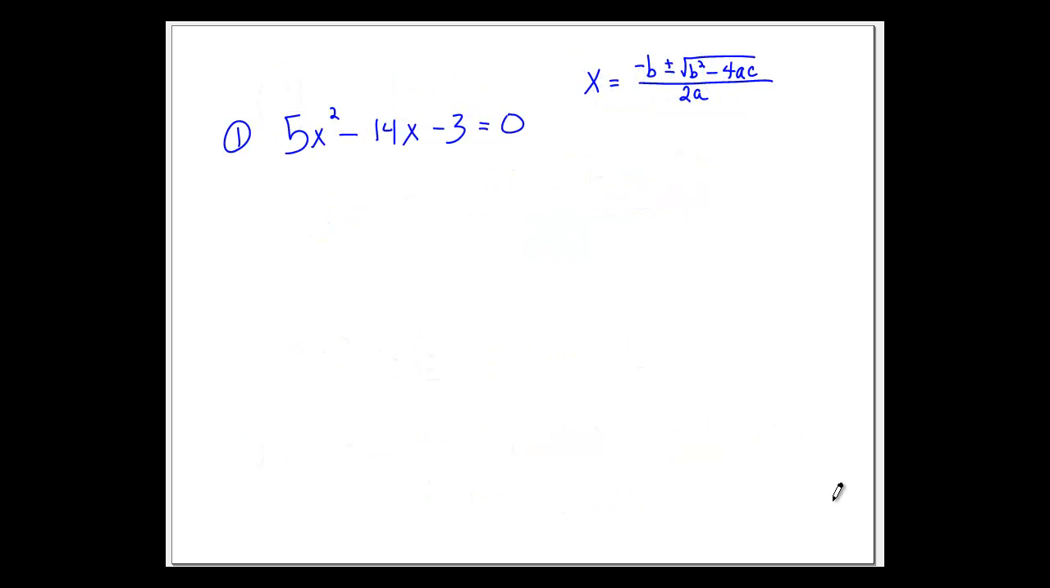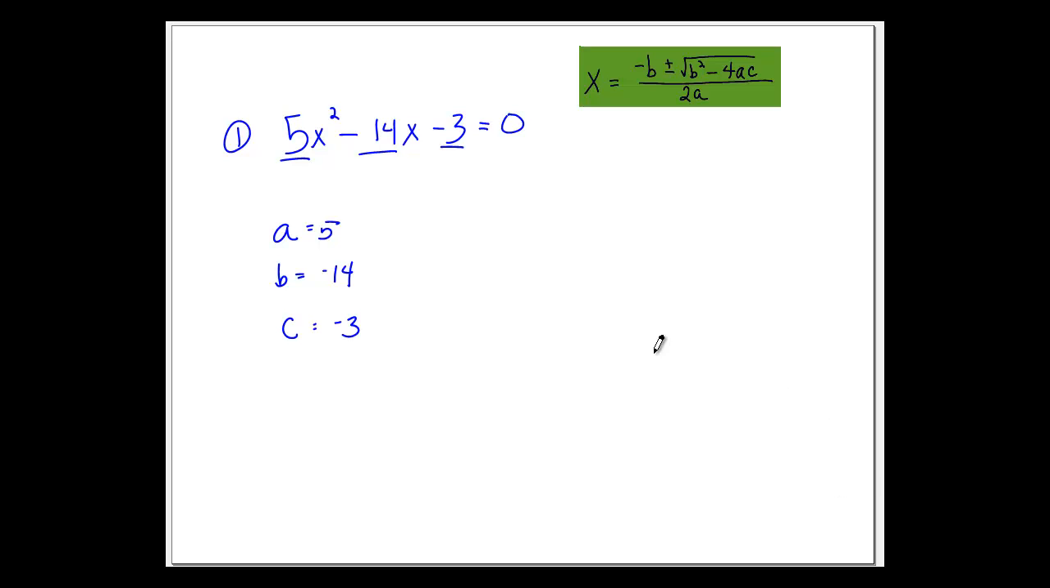Okay, our first example, we're going to make sure our equation is in the quadratic form where it's set equal to 0 so we can define our a, b, and c. A is always the coefficient in front of x squared, so a equals 5. B is our coefficient including the sign in front of x, so b equals negative 14. And c is the constant, so c equals negative 3. Be sure you include the signs in front of each number.